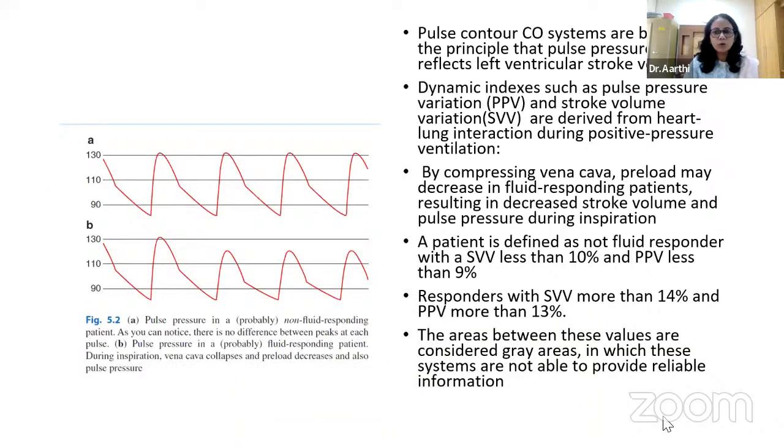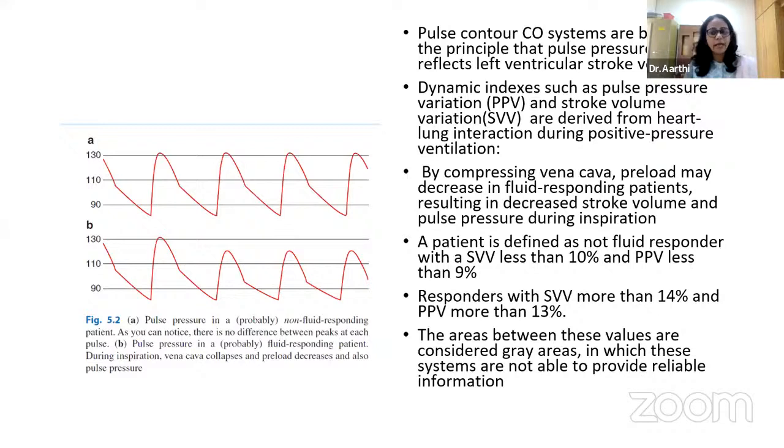So what do we normally see? The principle behind it is that the pulse pressure reflects the left ventricular stroke volume, which indirectly reflects the cardiac output, which indirectly reflects the hemodynamic status of the patient. This is one of the dynamic indices we monitor, the pulse pressure variation and also the stroke volume variation. It is derived from heart-lung interaction during positive pressure ventilation.